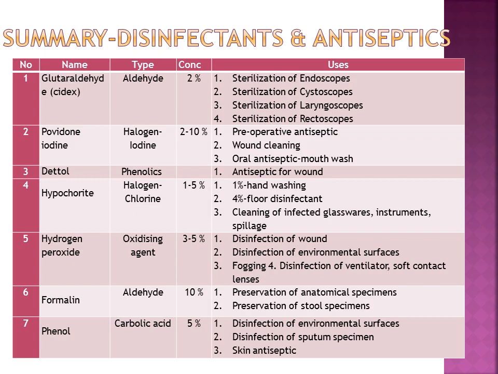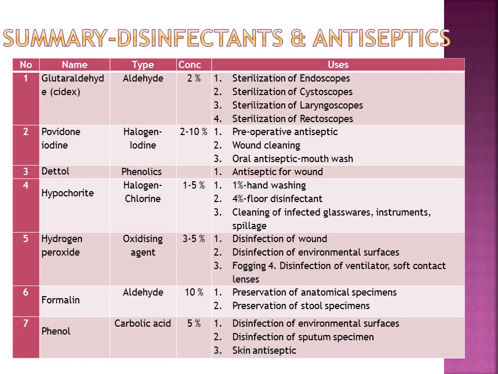So glutaraldehyde, cidex, aldehyde type 2%, mostly for the sterilization of all the scopes. Povidone iodine, halogen group 2 to 10%. It is used mostly as an antiseptic, for wounds, and as mouthwash. Dettol, phenol group, mostly antiseptic for the wound. Hypochlorite, so it is 1 to 5%, mostly 1% for hand washing, 4% as disinfectant.